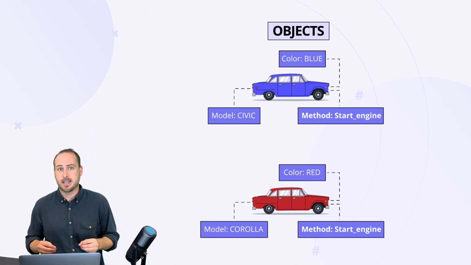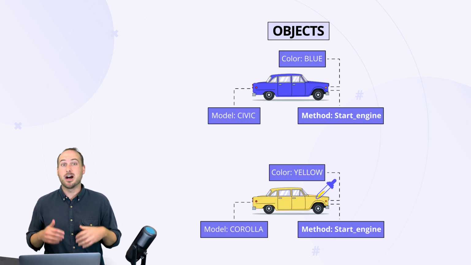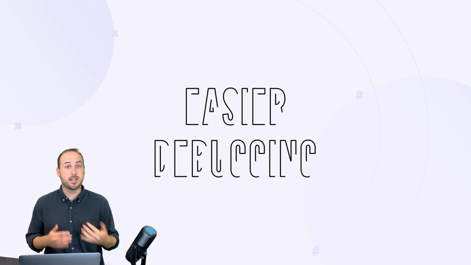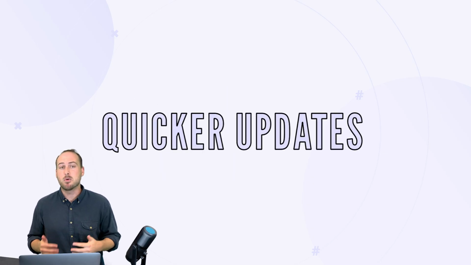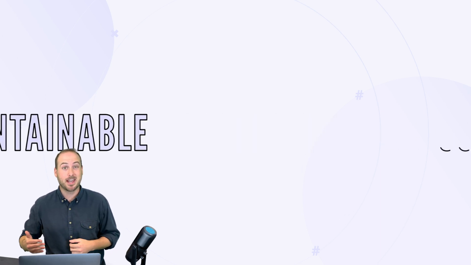Here's another technical example. Because objects are self-contained, you can easily understand and modify one object without worrying about unintended consequences in other parts of the program. This modularity leads to easier debugging, quicker updates, and more efficient management of the software lifecycle. To sum it all up, object-oriented programming allows you to build software that is not only well-structured and easy to manage, but also secure and efficient. Whether you're developing small applications or large-scale systems, OOP is there to help you create robust, maintainable, and scalable software.